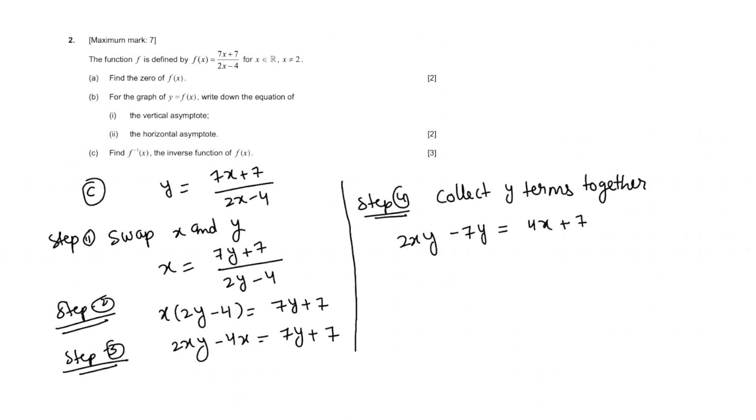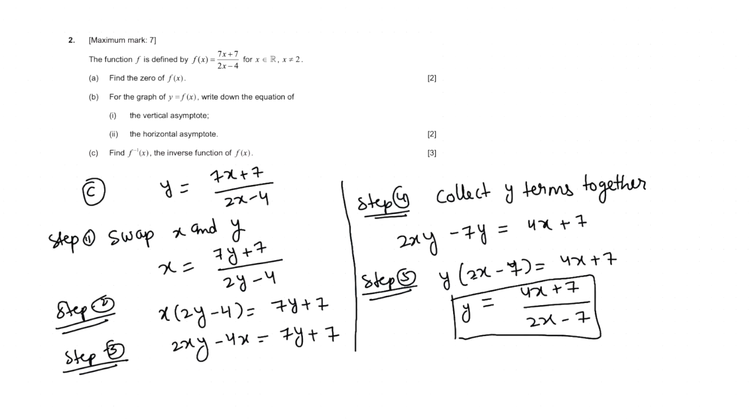Step number 5, make y the subject. First we'll take y common. So y(2x - 7) = 4x + 7. From this, you can make y the subject. So y = (4x + 7)/(2x - 7). This is your inverse. Now you can represent this as f inverse of x = (4x + 7)/(2x - 7). Whenever you need to find the inverse of a given function, first swap x and y, and then make y the subject, and whatever y you get will be your inverse function.